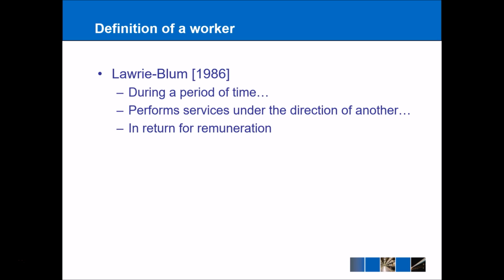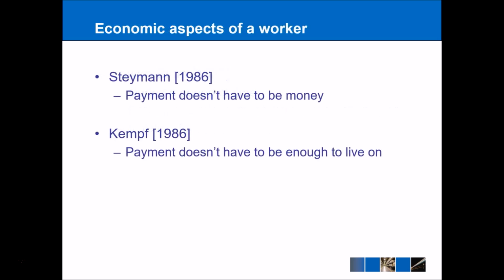And basically the court in this case decided that a worker was someone who during a period of time performs services under the direction of another in return for remuneration. So we'll explore this in a little bit more detail now. In particular, I think we can split this up into two areas. So the economic aspects of a worker and the formal aspects of a worker.